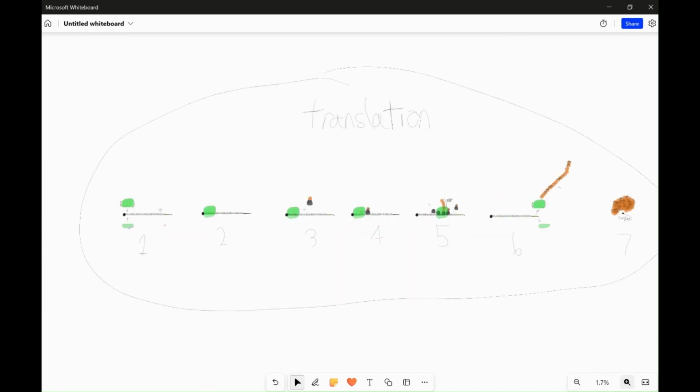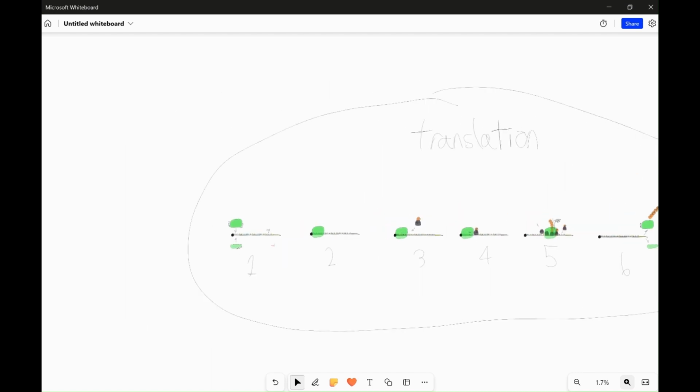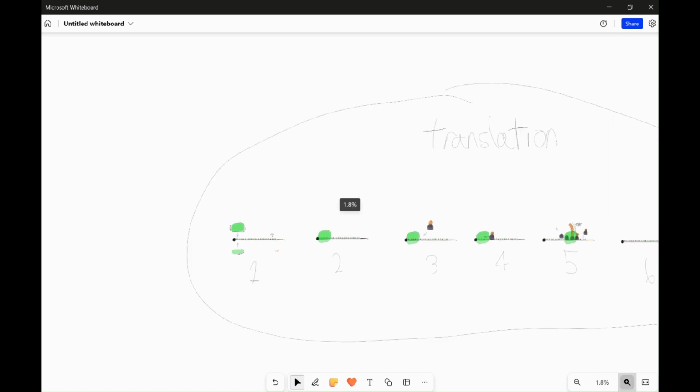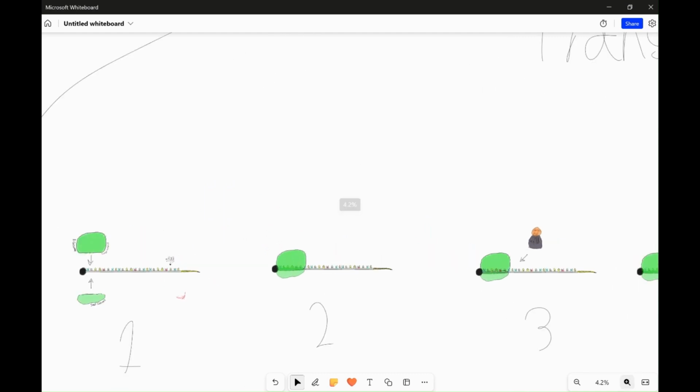Okay, so next, I'm going to talk about translation. Translation is a process that creates proteins from mRNA. This happens in the cytoplasm. The first thing you're going to need to know about all this stuff is, well, actually, there's a couple things.